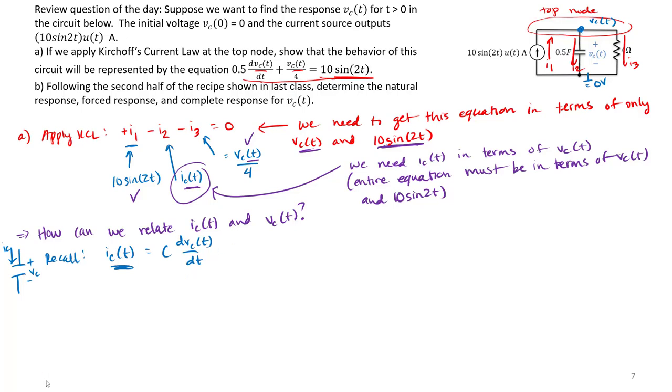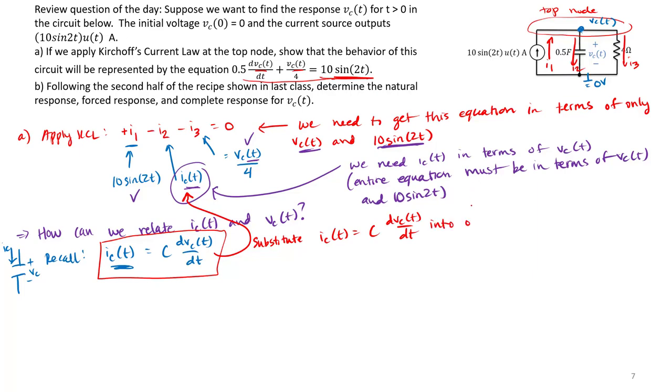So look what we can do. We can substitute IC of t equals C dVc of t dt into our Kirchhoff's current law equation. And let's see what we get. Well, our I1 term is just 10 sine 2t, because that's the current entering through that path I1. So we have plus 10 sine 2t. Remember, we're looking at time t greater than 0, so we know that that current source must be powered on.